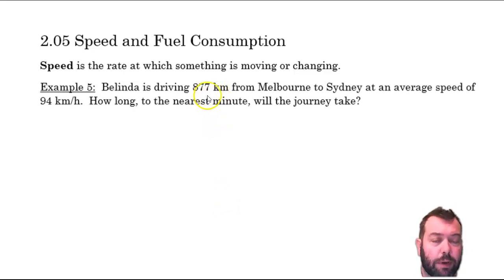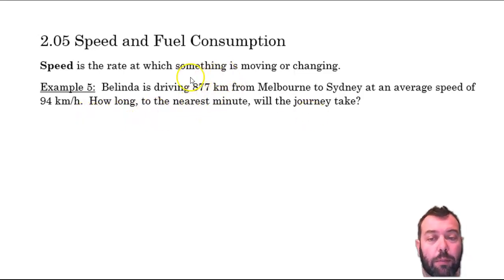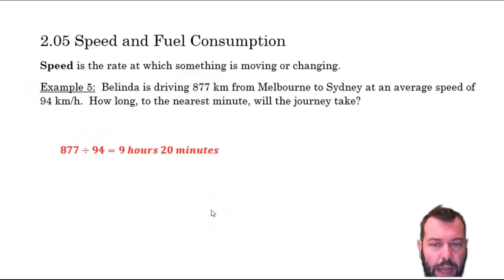I have a distance here, Belinda's driving 877 kilometres, and I have a speed. Now a rule of thumb here, when you've got the distance, always divide the distance for these questions. So we're asked to find the time, and that's calculated by taking the distance divided by the speed. 877 divided by 94, if you punch that straight into your calculator, you're going to get 9.3 something, I think.